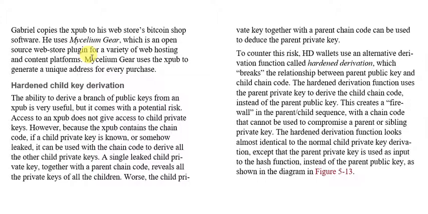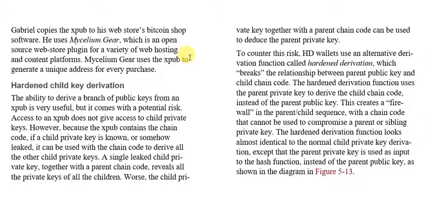Hardened child key derivation. The ability to derive a branch of public keys from an SPUB is very useful, but it comes with a potential risk. Access to an SPUB does not give access to child private keys. However, because the SPUB contains the chain code, if a child private key is known, or somehow leaked, it can be used with the chain code to derive all the other child private keys.